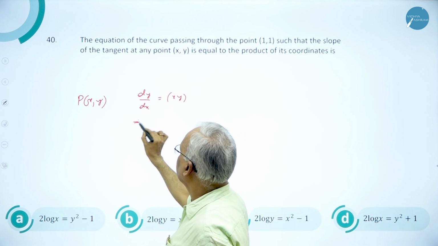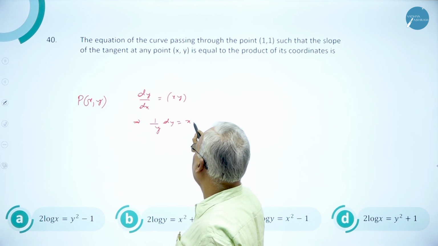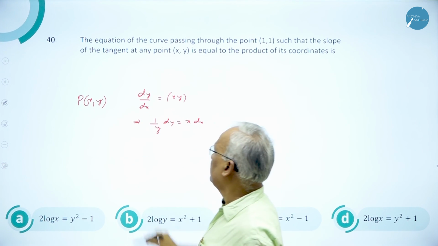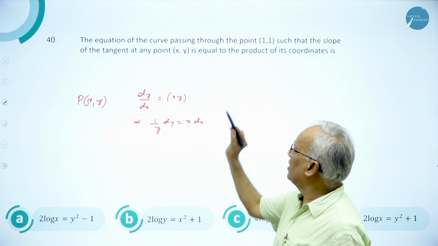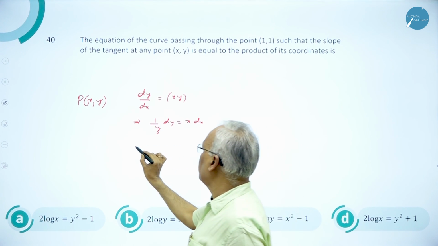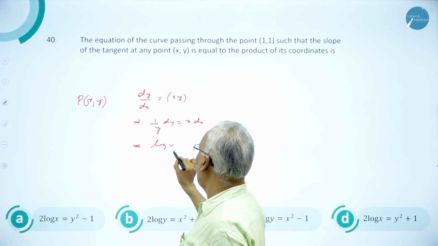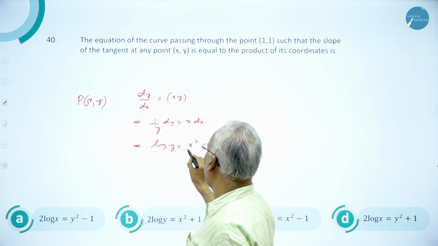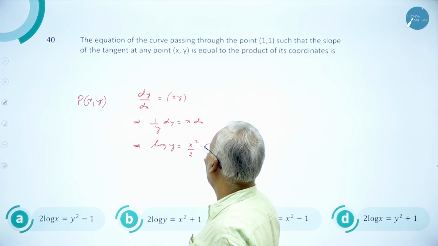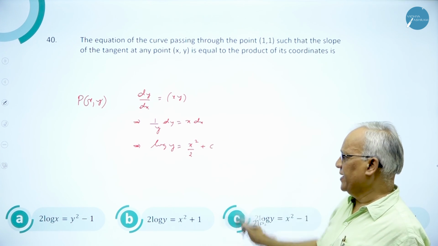This can be written as 1 over y into dy is equal to x into dx. You have to separate variables to integrate. You want the equation of the curve. Curve passes through means solution for this. So you integrate this, it is log y. Log y is equal to x squared divided by 2 plus a constant c. By integrating you get this.